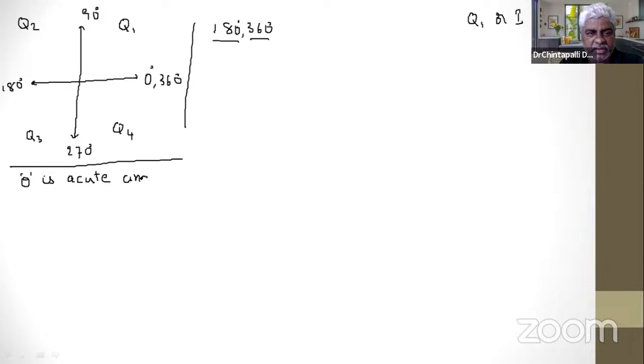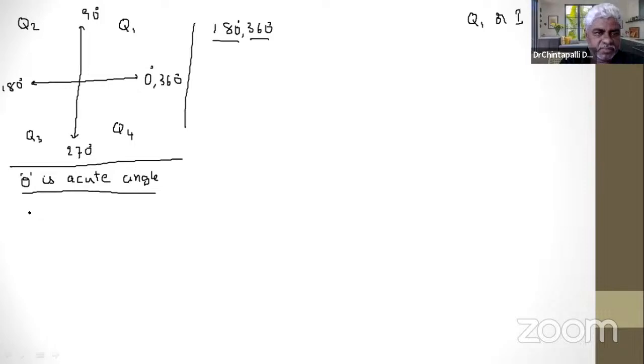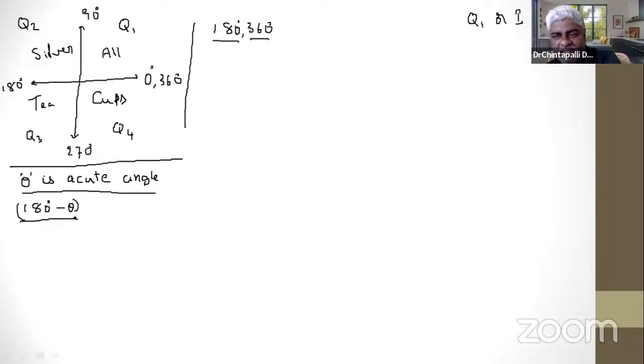Theta is an acute angle. First, let us use 180 degrees minus theta. There are formulas for them. As we know, all silver teacups... For example, take theta, 180 degrees minus theta.